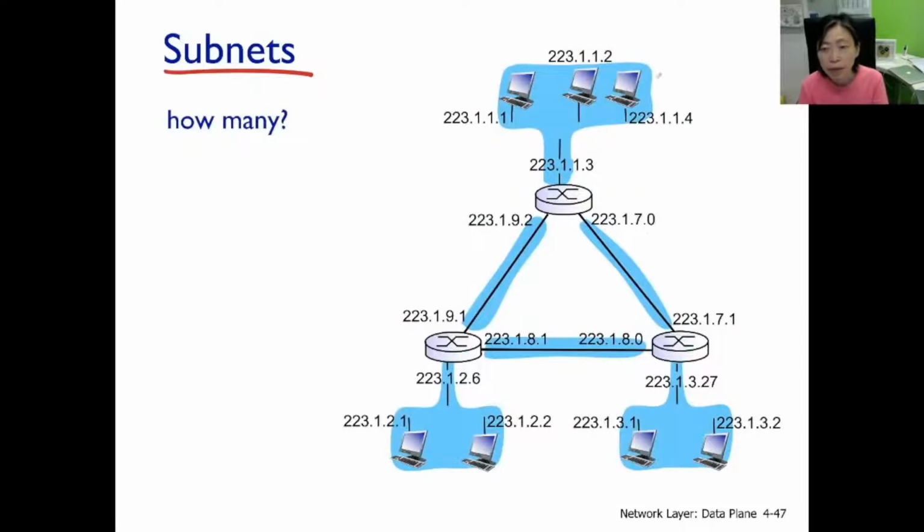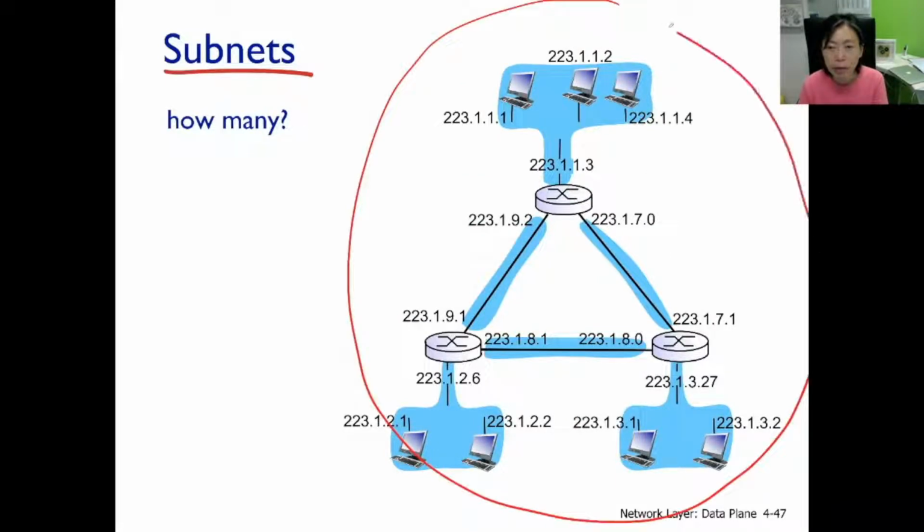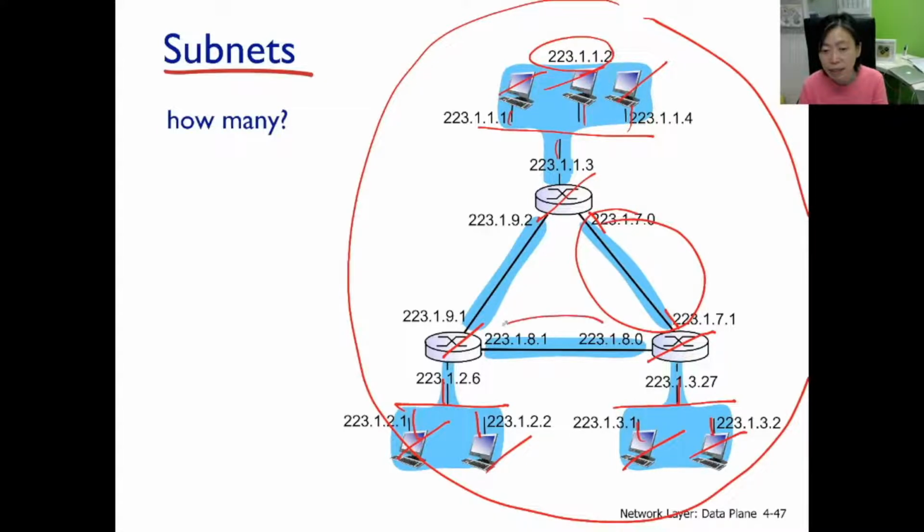So if you want to figure out how many subnets there are for this network, break apart all these hosts and routers. Interfaces physically connected, we have one up there, subnet 223.1.1. We do have another one here, these three, and another one here, these three. And another one here, these two together form an isolated island. Another here, and another here. So together we have 6 subnets in this network.